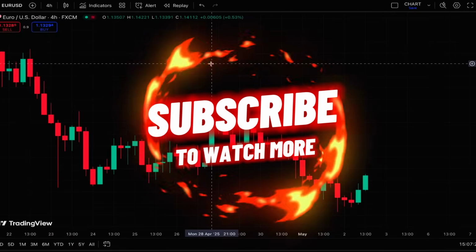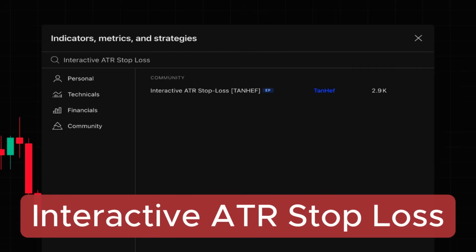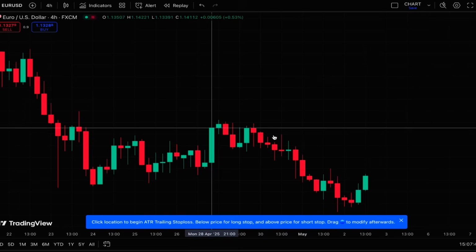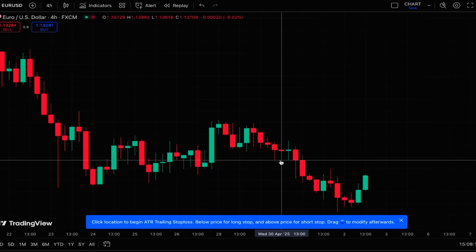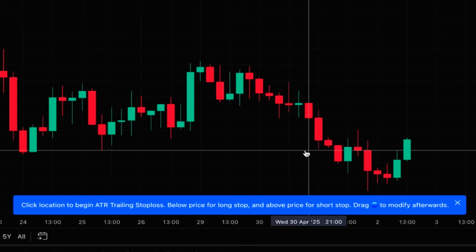Alright, now let me show the second indicator. Here we click on indicators and we search interactive ATR stop loss, this one, which is an editor's picks indicator and written by Tan Hef. When you click on this, nothing will be added to the chart until you click on the position of your trade entry. Here also it is giving the information that for a long position, click below the price, and for a short position, click above the price.